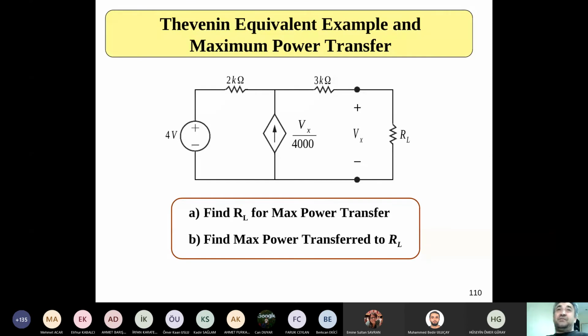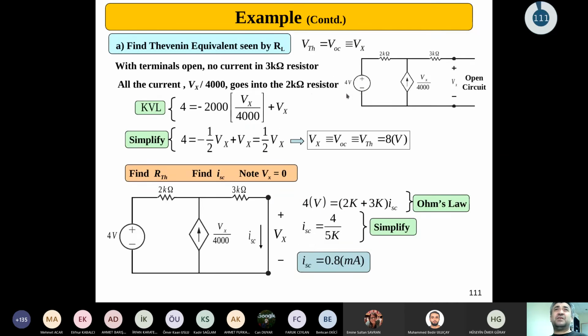Let's find the Thevenin and Norton equivalent circuitries and find the maximum power transferred between these terminals A and B. You got to be careful about this one. Really, there's nothing to be careful about. Just find the open circuit voltage and short circuit current, and that'll be it. This is so easy. Why did I choose this example? Because it really is very easy.